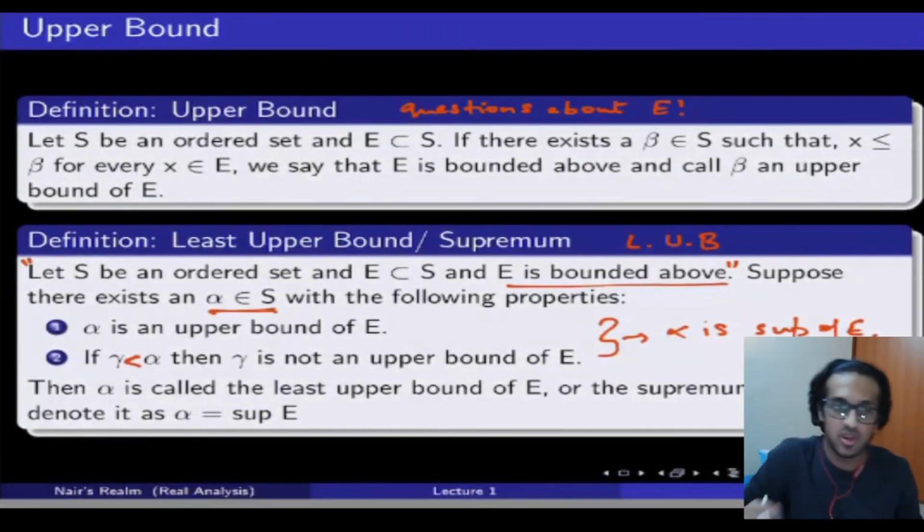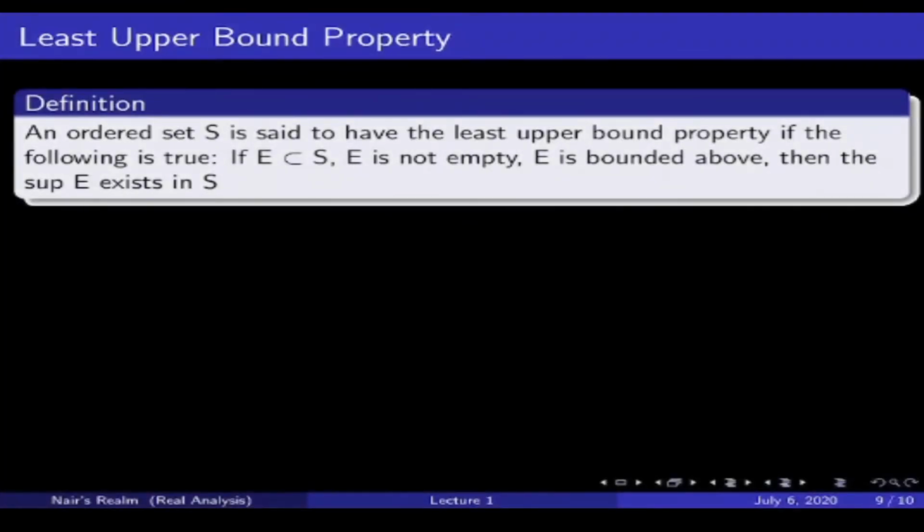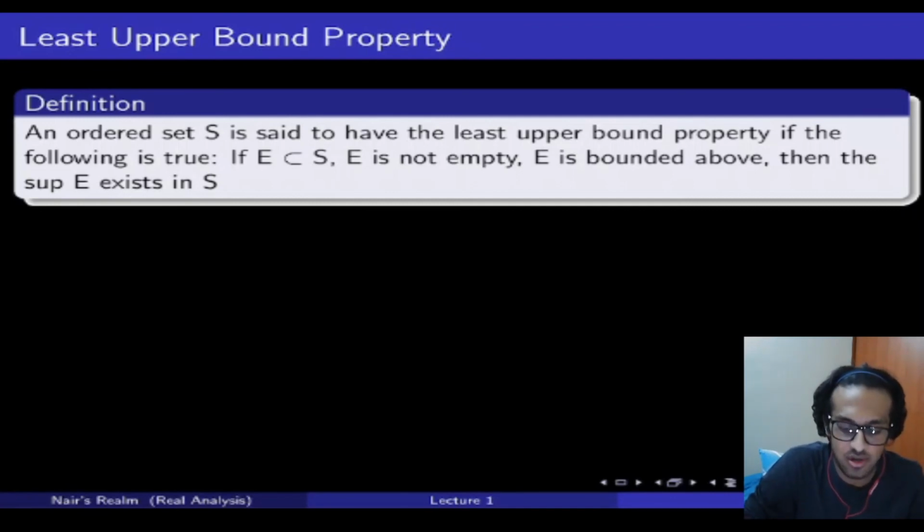So, to be clear again, we have dealt with upper bound and we've dealt with supremum. Now we're going to deal with one last quick concept, and that will be the end of this lecture. This concept is called the least upper bound property. It's defined as follows. An ordered set S is said to have the least upper bound property if the following is true. If E is a subset of S, E is not empty and E is bounded above, then the supremum of E exists in S.